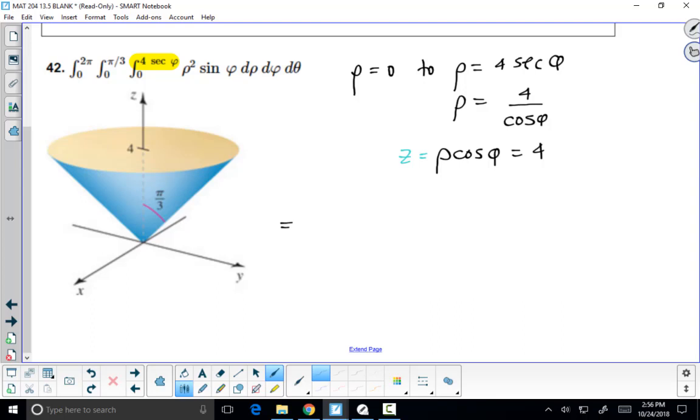Coming down here, is there a theta anywhere inside? No. So let's collapse the outer integral to 2 pi. Then we have 0 to pi over 3. Then we integrate with respect to rho, so we get rho cubed sine of phi divided by 3, going from 0 to 4 secant of phi, and we still have our d phi. Everyone okay with that? Rho cubed over 3, and then those limits of integration are being plugged in for rho.